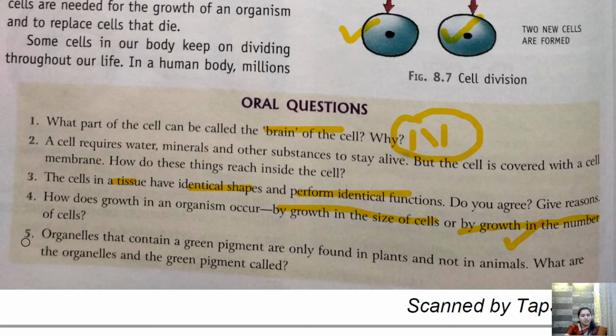Now, question number 5, last question. Organelles that contain a green pigment are only found in plants and not in animals. What are the organelles and the green pigment called? So which organelle is found only in plant cells and has a green pigment in it?